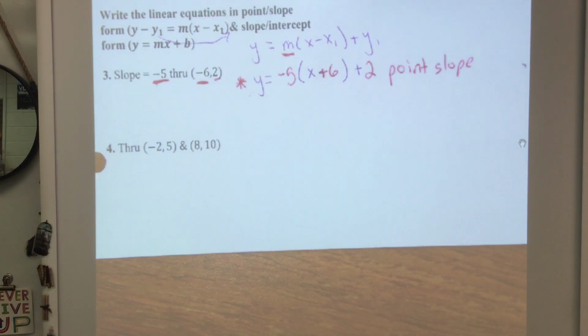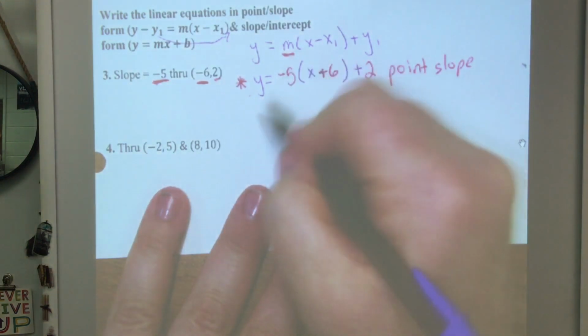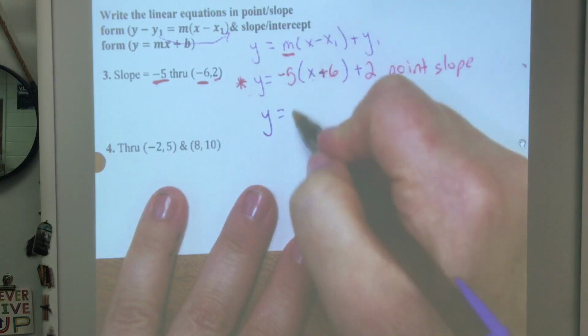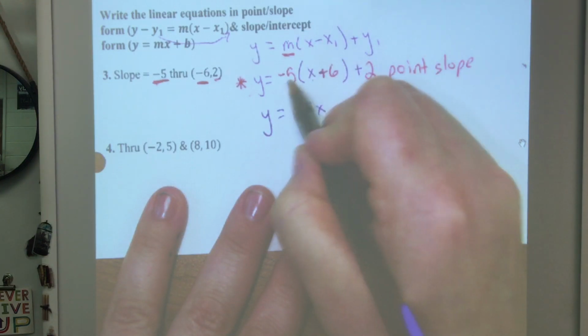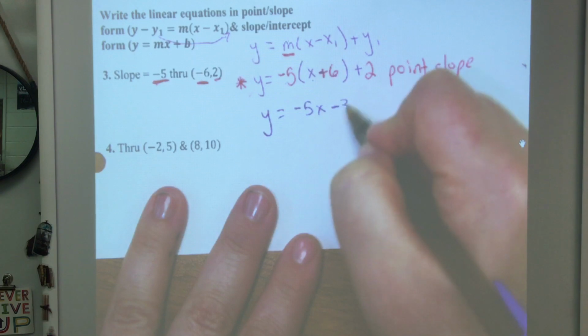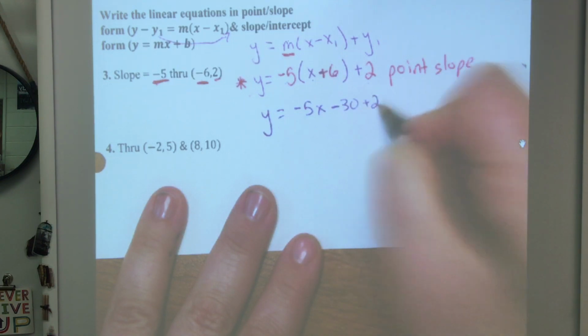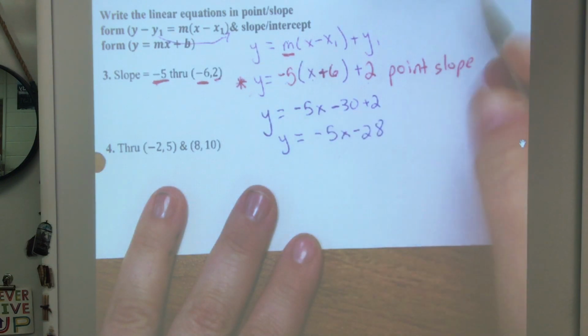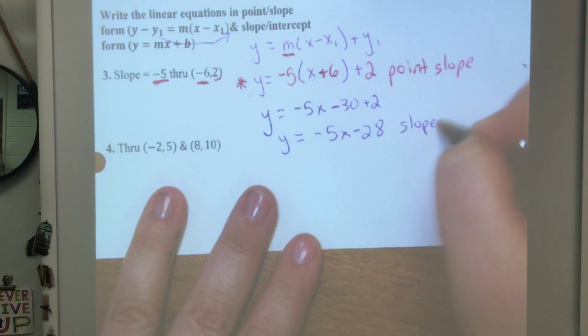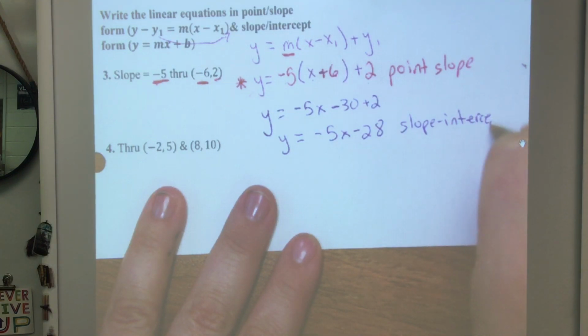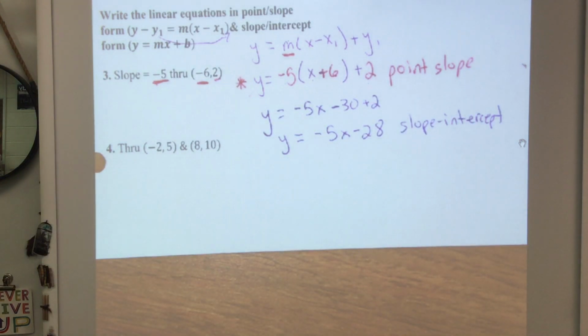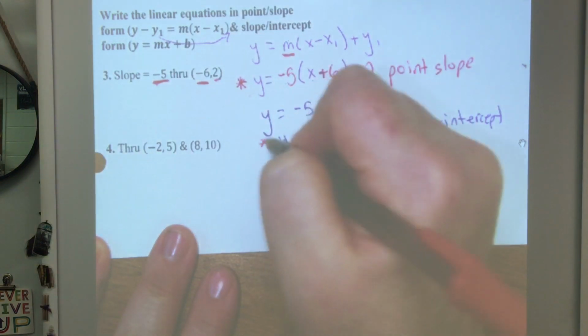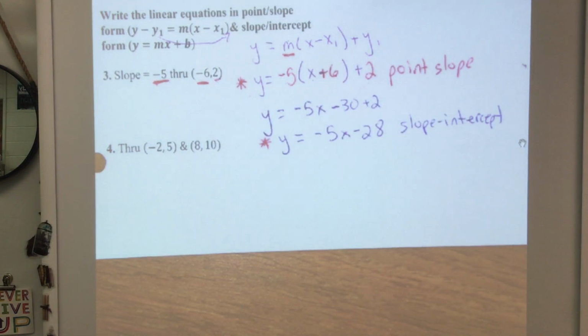And so if I simplify it to get slope intercept. So multiplying the 5 through, I get -5x. -5 times 6 is -30, and bring down my 2 plus 2. So y would equal -5x minus 28, and this is slope intercept form, okay? And I'm going to put a little star by it. These are the two answers for number 3.